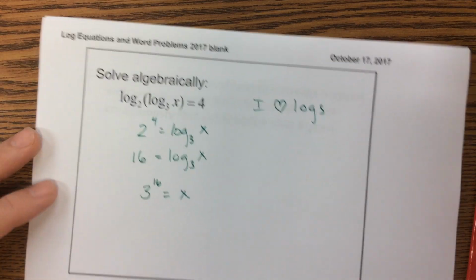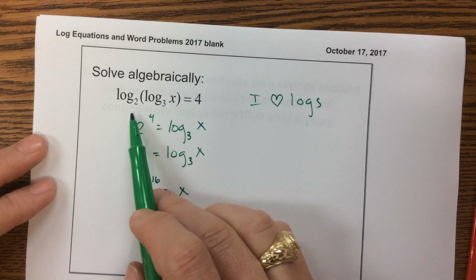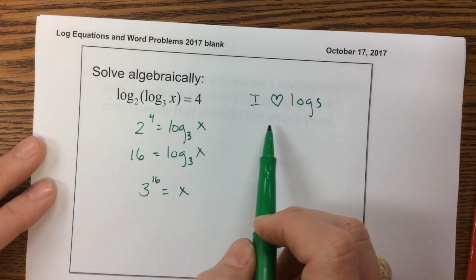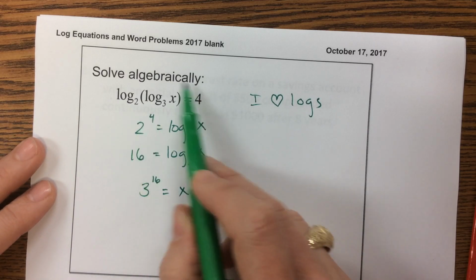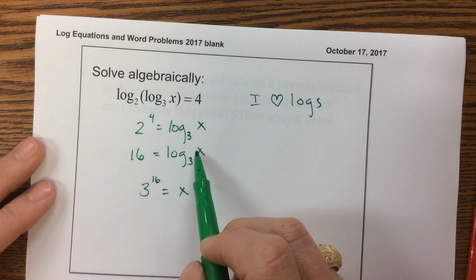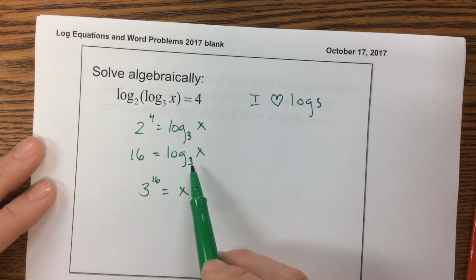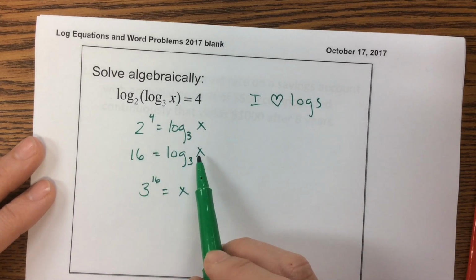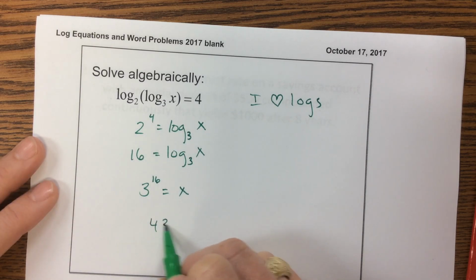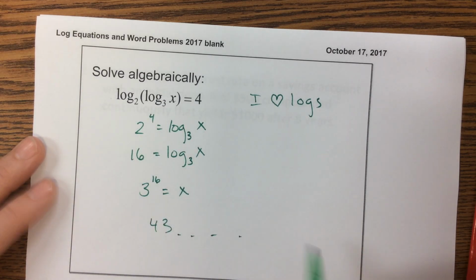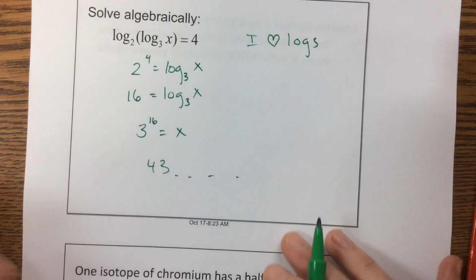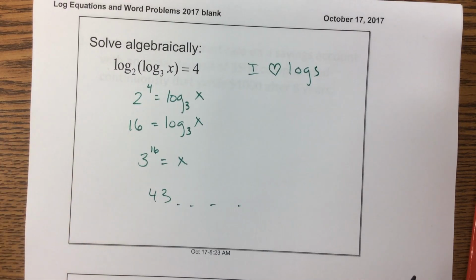The next one looked something like this. I just did I heart logs twice. So it was 2 to the 4 equals log base 3 of x, and then 2 to the 4th is 16. So then I have now I heart logs again. 3 to the 16 is equal to x, and that's some, like, I don't know, 43 million or something. Put it in your calculator, check it out. It's not so terrible. So I'll do the word problems in another video.